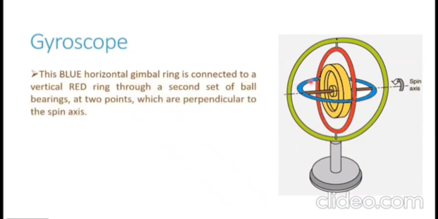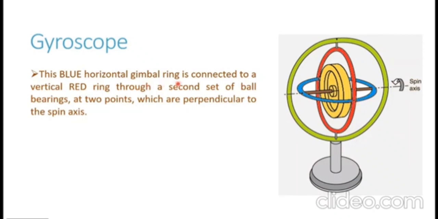Now moving further, if you look carefully at the blue color horizontal ring, you will see that this blue color horizontal ring is connected with the red color vertical ring at two particular points. You can follow the laser pointer. One of the connection points is here where the laser pointer is right now, and the second connection point between the blue ring and the red color ring is at this particular point.